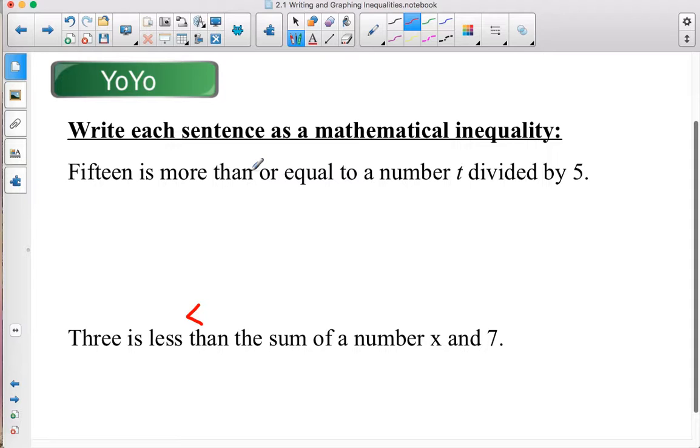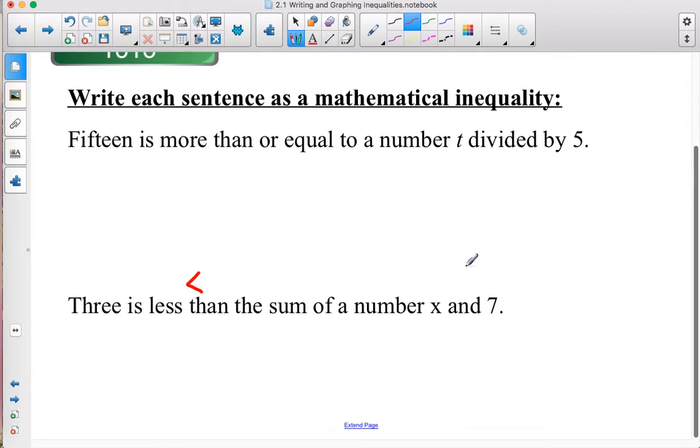So maybe pause the video now, pull out the whiteboards. Try translating these two English statements into mathematical sentences or inequalities. Pause the video now, give yourself maybe a minute to try these two. We'll come back and see how you did.